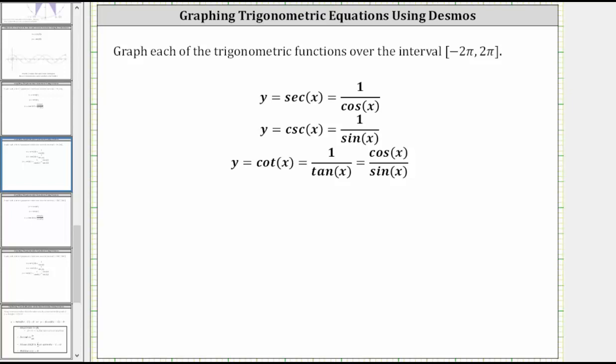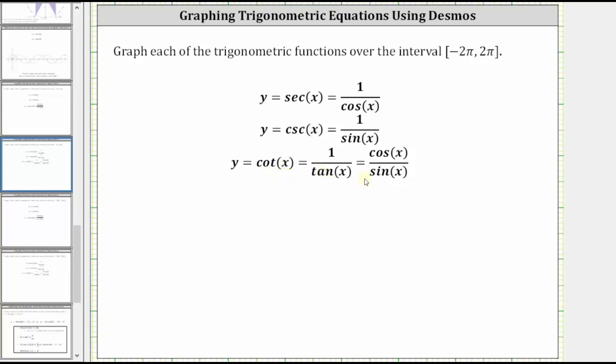This lesson will show how to graph y equals cotangent x over the closed interval from negative 2 pi radians to positive 2 pi radians. To better understand the graph, we need to remember that cotangent x is equal to 1 divided by tangent x, and since division by 0 is undefined, where the tangent function is equal to 0, the cotangent function is undefined, and the graph will have a vertical asymptote.